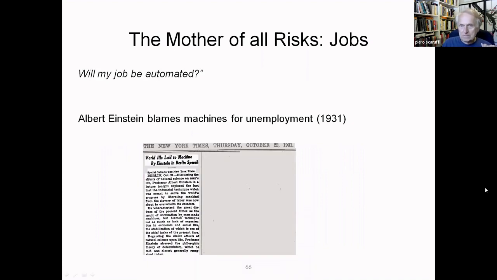Now, the mother of all risks, jobs. Of course, everybody asks, will my job be automated? So first of all, historically, I've been getting upset when I hear this question. It's a question that keeps being repeated every time a new technology appears. And I went back, I even found Albert Einstein was one of the first people to blame machines for unemployment during the Great Depression. Imagine that machines back then were minimal. Anyway.